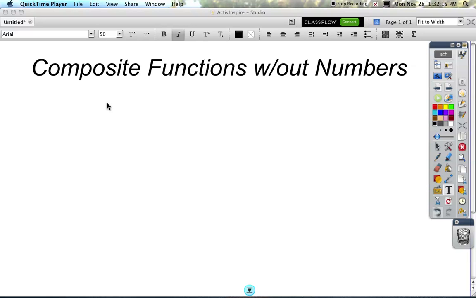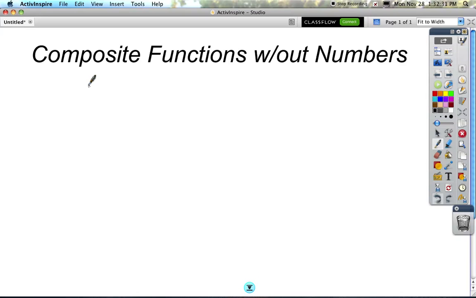Okay, so today's lesson is on composite functions without numbers. Now, if you'll recall, and we have a test tomorrow on this, the last couple of days we were doing composite functions with numbers. So let me just go over that quickly.